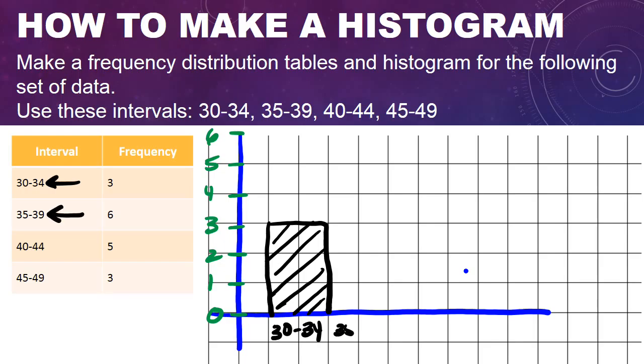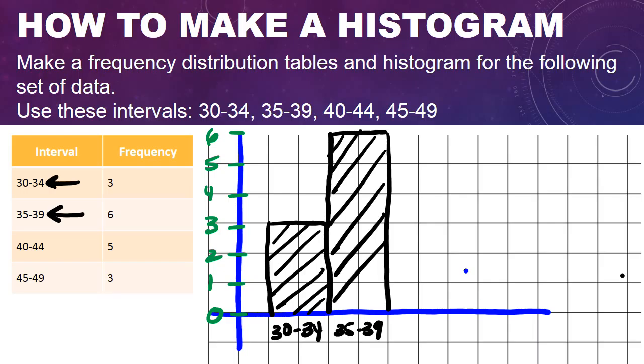Now let's do our second interval, which is 35 to 39. Let's label that at the bottom. And that happens 6 times. So we're going to start at the edge of the bar that we just drew. We're going to go up to 6 and now draw out our bar here. So this bar now tells us this interval, 35 to 39, occurs 6 times.